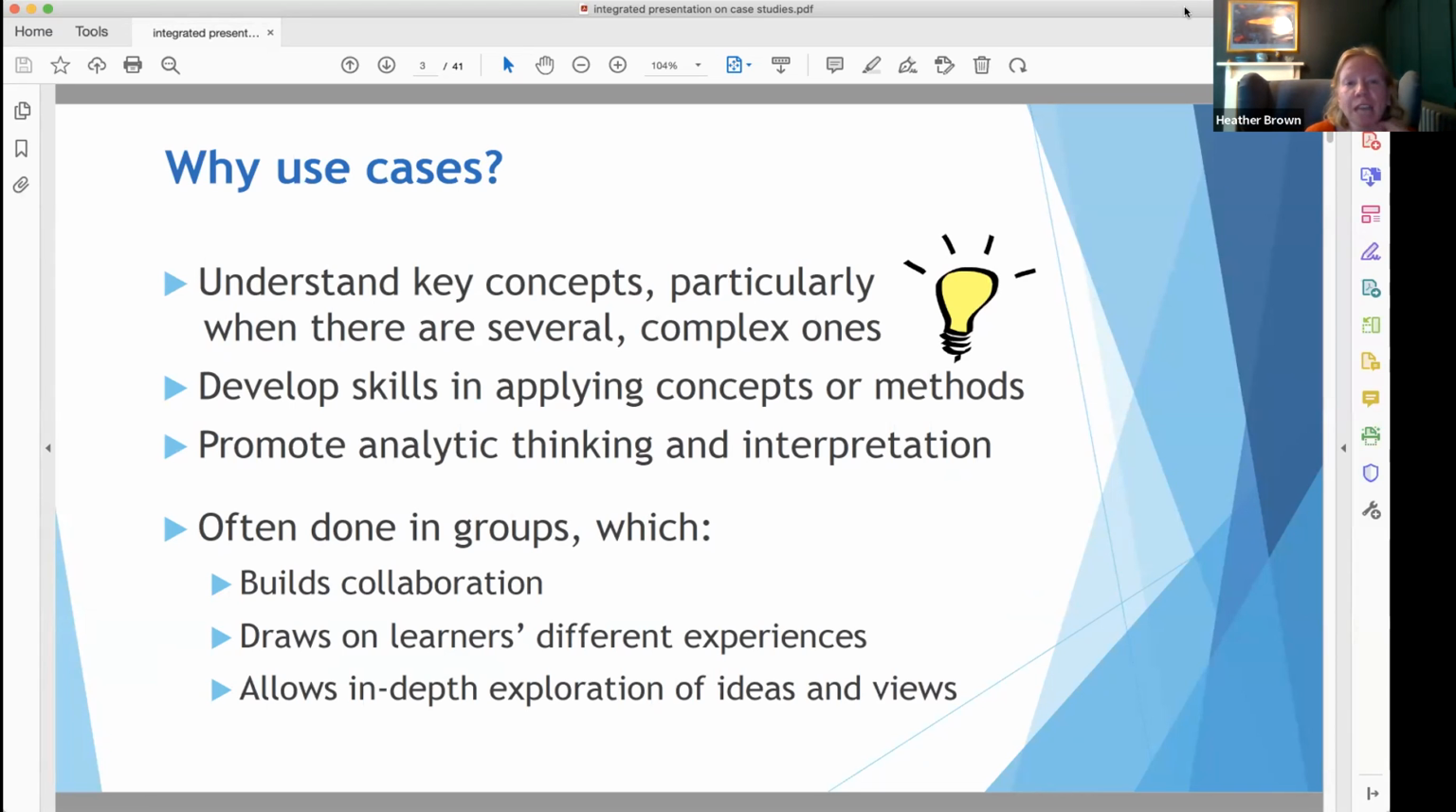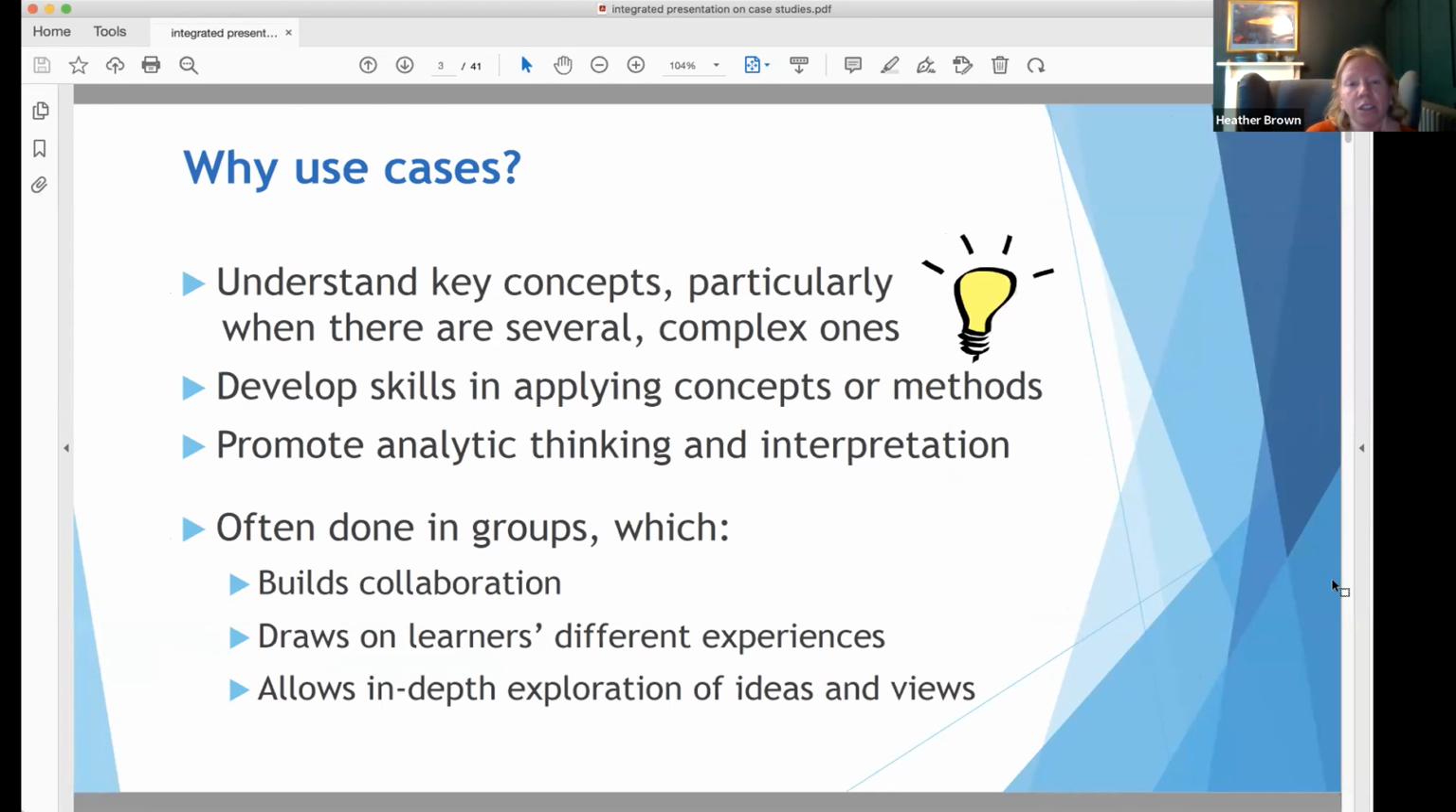It also promotes analytical thinking and interpretation, as well as helping to foster dialogue and a sense of community within students, because usually these types of case studies are done in groups, so students can collaborate with each other and draw upon all of their experiences, and it allows in-depth exploration of ideas and views.